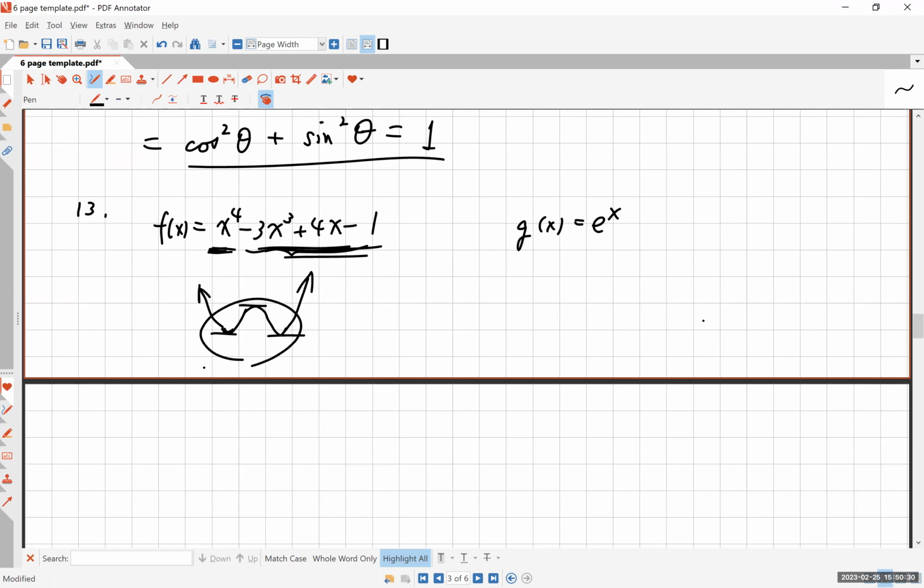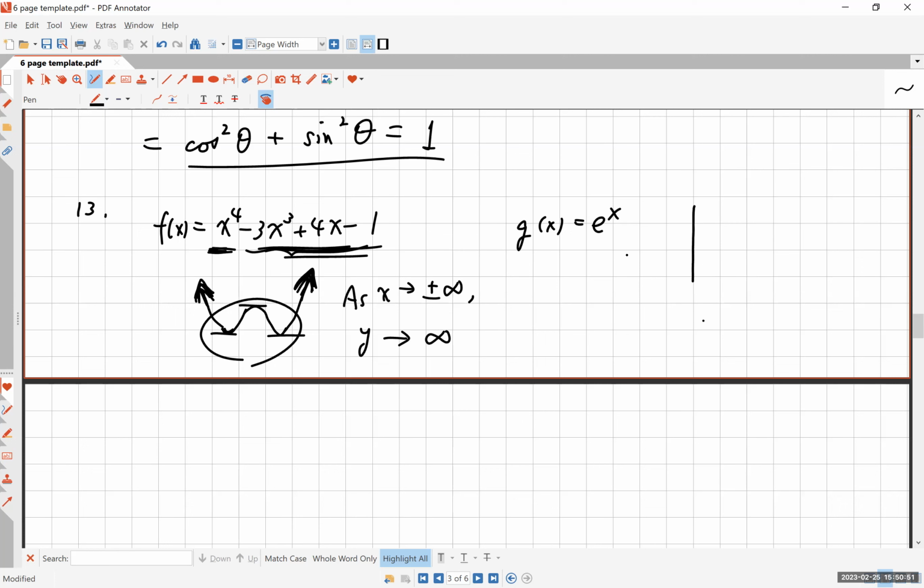No matter what happens here, the end behavior is that as x goes to positive or negative infinity, y will go to infinity in both directions. Okay, so up here and up here in both directions as x goes to the right or to the left.